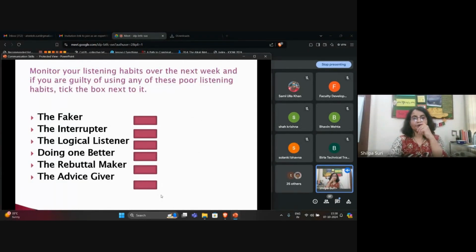Now, first of all, let us pause and figure out which kind of a listener are you? Are you a faker, an interrupter, a logical listener, do one better, rebuttal, or advice giver? Who are you? Think about it. And if you're courageous enough, just put it in the chat box also. What kind of a listener are you? What mistake do you realize you've been doing in listening?